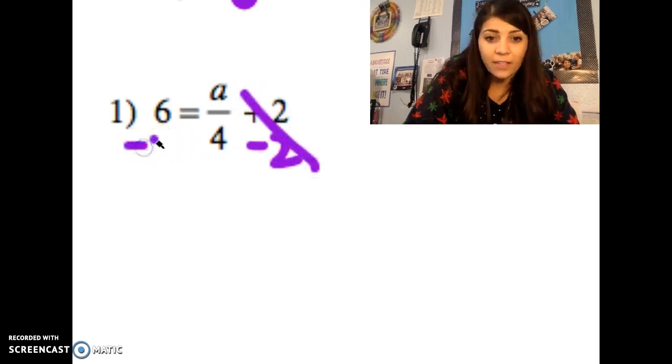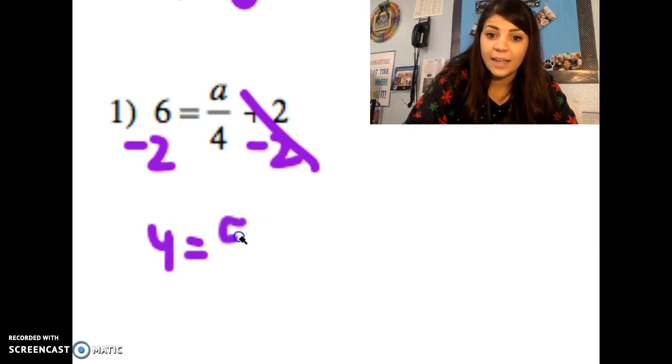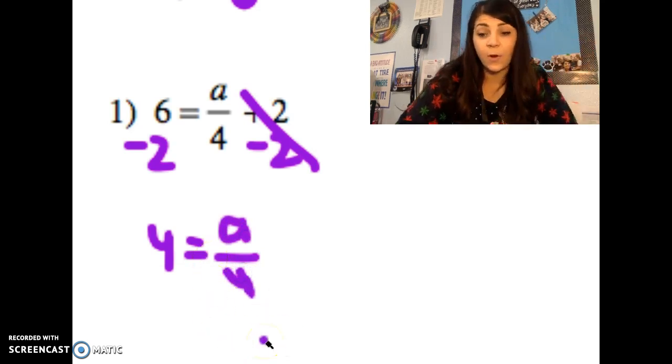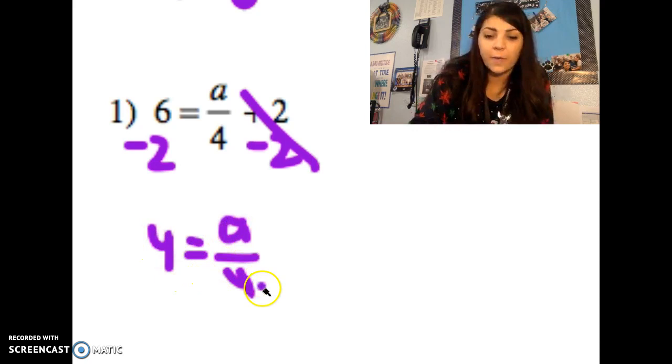We're going to subtract 2 from the 6 here. 6 minus 2 is going to give us 4. And then I'm going to rewrite my problem right here where it says a over 4. Okay, so now I'm left with 4 equals a over 4. Now it's a one-step equation that we can work with, right? So we have 4 equals a over 4.